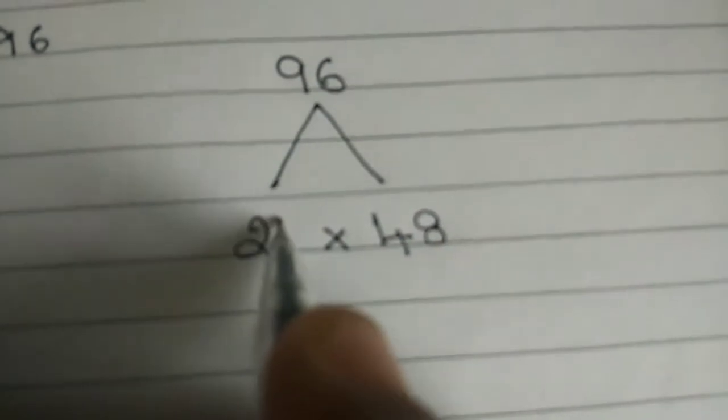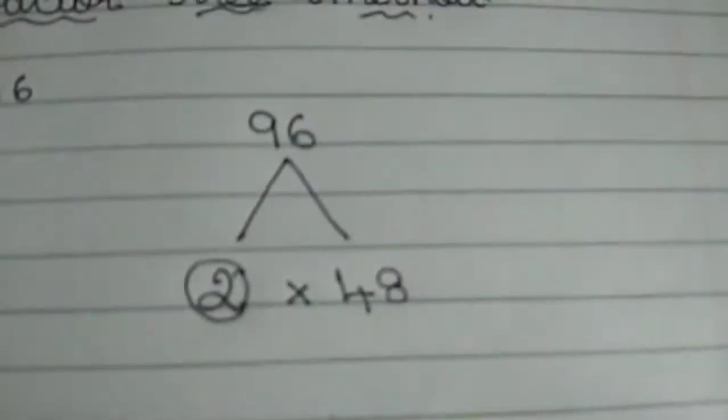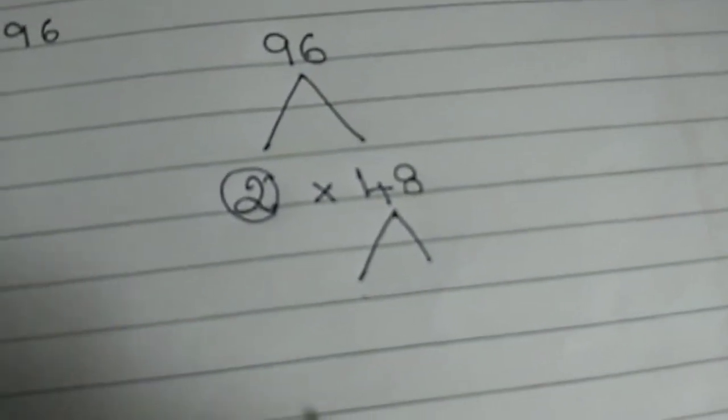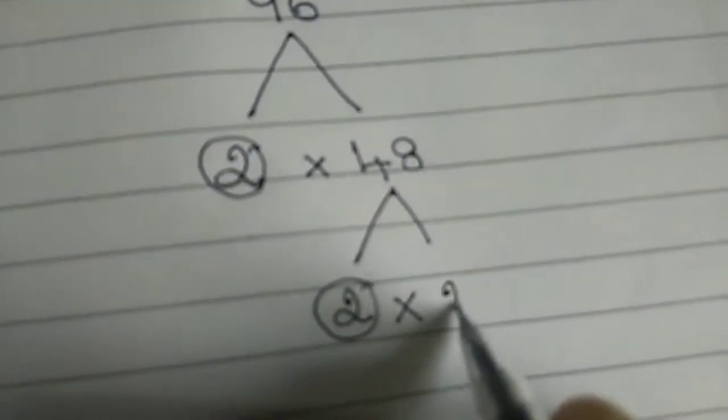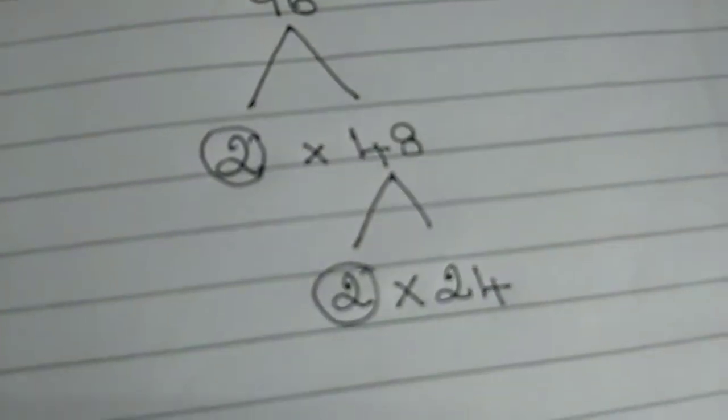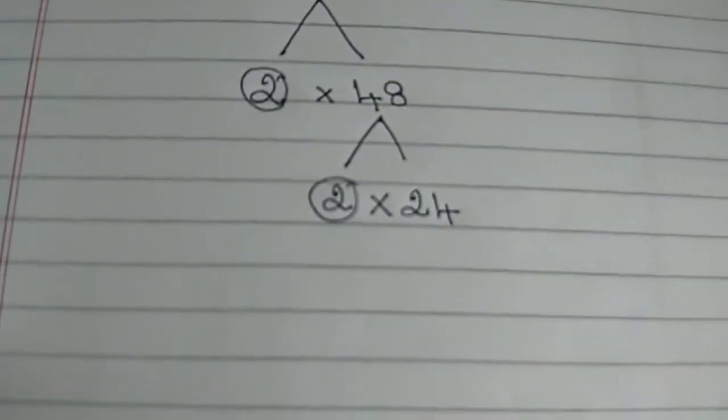So this is the prime number; you have to circle it. And then 48. You have to keep multiplying till the number that doesn't get multiplied further. That is called the factor tree method. So 48 goes in what, children? 2 into 24, because 24 2s are 48.